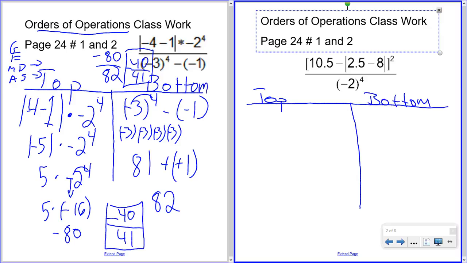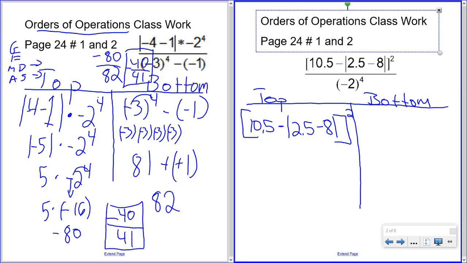Okay, that sounds good. So now the first thing we're going to do is write down our brackets. 10.5 minus the absolute value of 2.5 minus 8, absolute value, all of that to the 2nd power. And we're going to start with our GEMDAS.